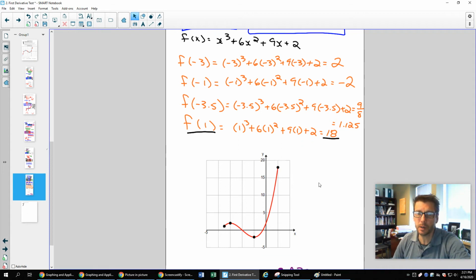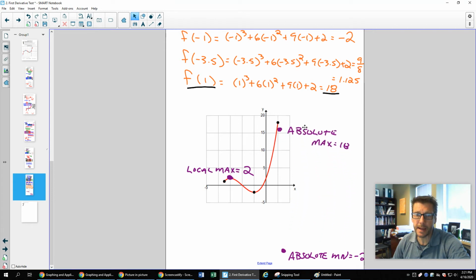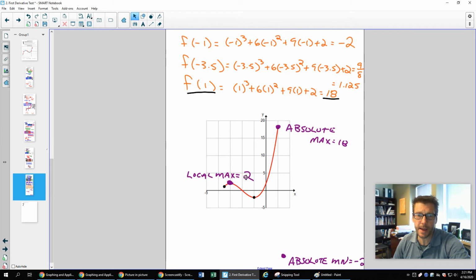We can now talk about where do you have locals and where do you have absolutes. So the maximum value you found from your table was a maximum at -3, and the local maximum value is a height of 2. The absolute maximum value is here, though, when the function hits a maximum height of 18. Again, when we're talking about the values, we're talking about the y value. So 2 is the y value, a local maximum of 2. 18 is the y value, an absolute maximum of 18. And down here at this point, this is our absolute minimum of -2. The graph doesn't go below that.